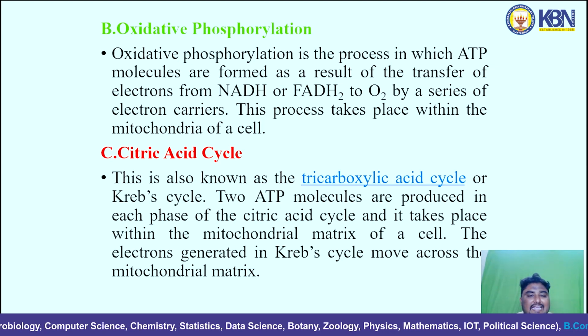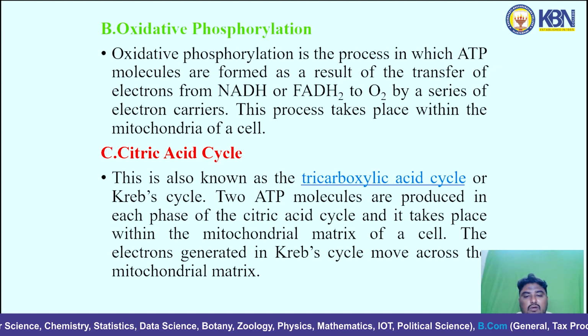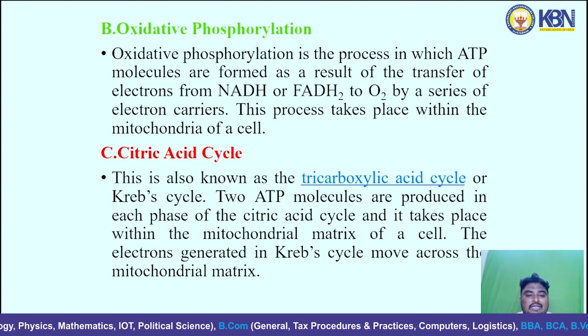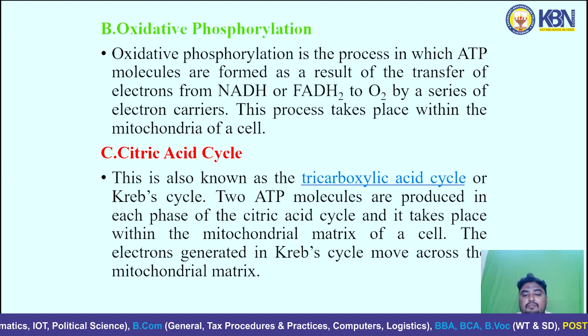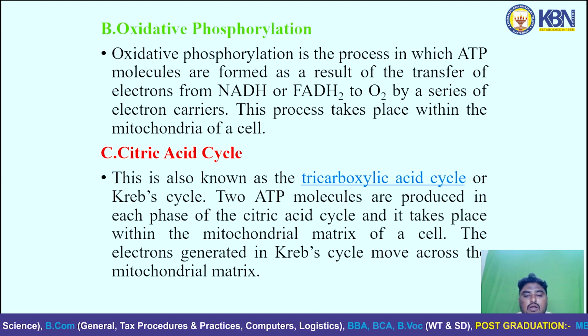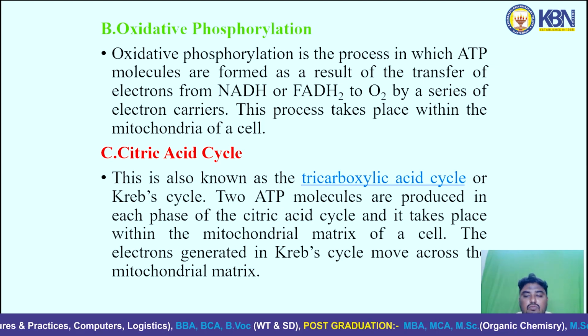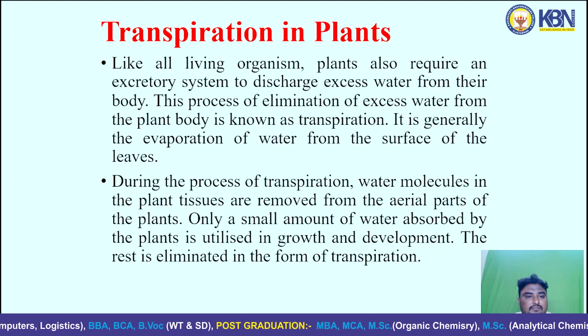Third one is the citric acid cycle. This is also known as the tricarboxylic acid cycle or Krebs cycle. Two ATP molecules are produced in each phase of the citric acid cycle, and it takes place within the mitochondrial matrix of a cell. The electrons generated in the Krebs cycle move across the mitochondrial matrix.